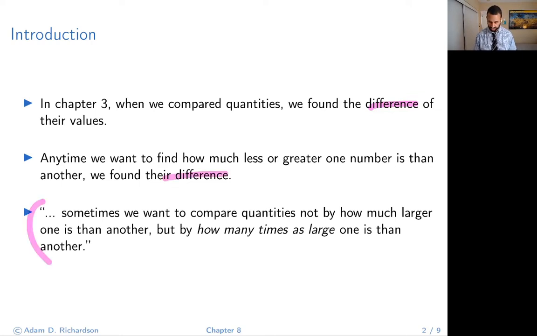But this is from the book right here, this quote. Sometimes we want to compare quantities not by how much larger one is than another, but by how many times as large one is than another. Sometimes we want to say things like, oh, that's twice as large, a third as large, 10 times as large, 20% as large, those types of things. So that's a multiplicative comparison. That's the difference that we're going to explore in this chapter.